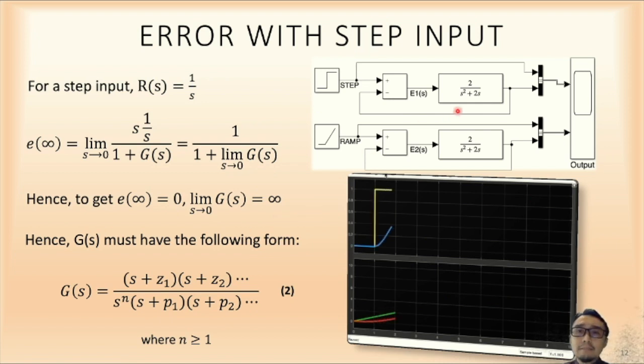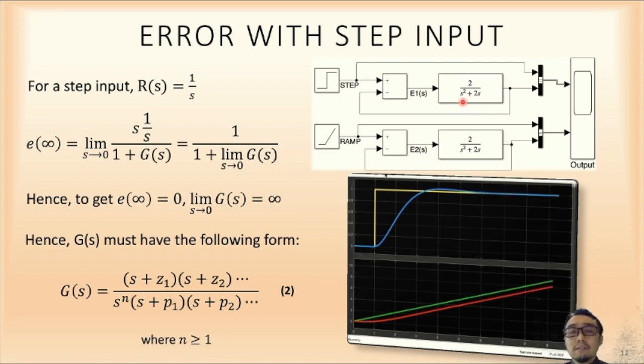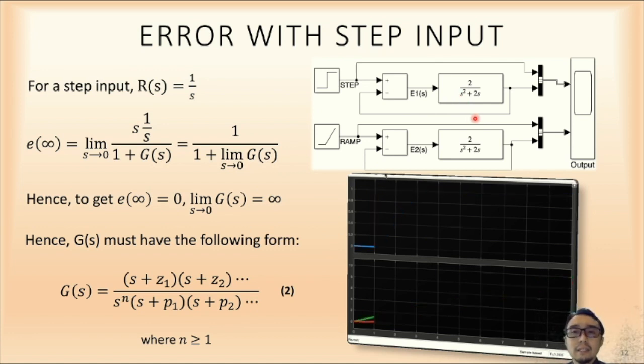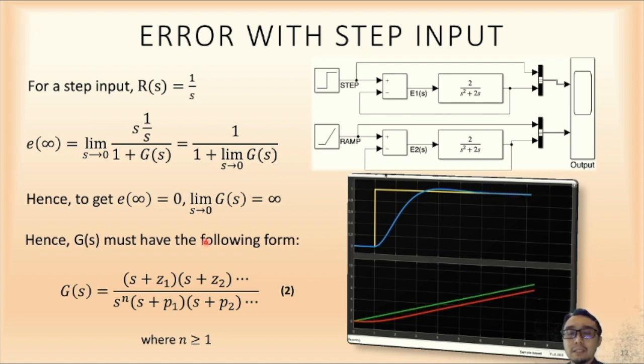In this case, I've added an integrator. If you go back to the original model, it's just s plus 2. Now I've added an extra s, which is an integrator. And you can see that in the case where the input is a step, the steady state error is now 0 as predicted here.